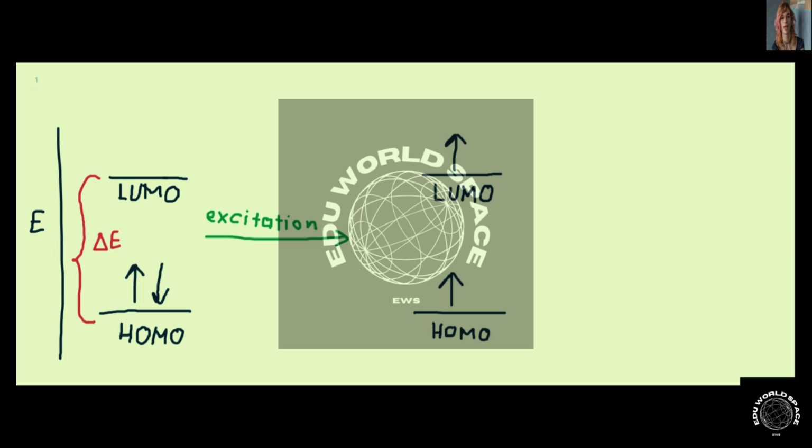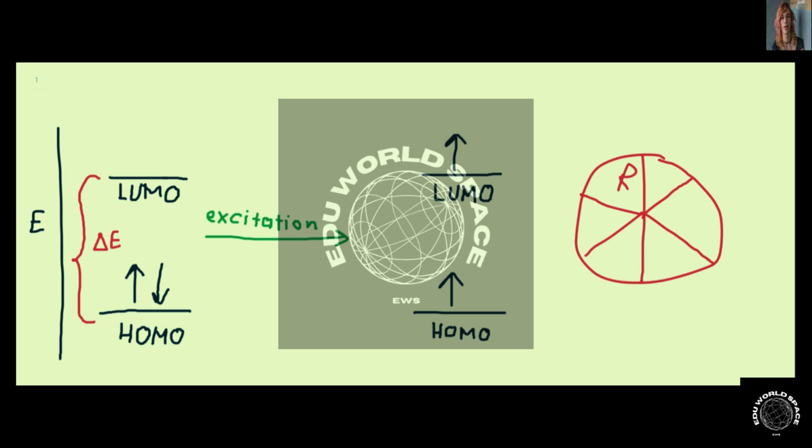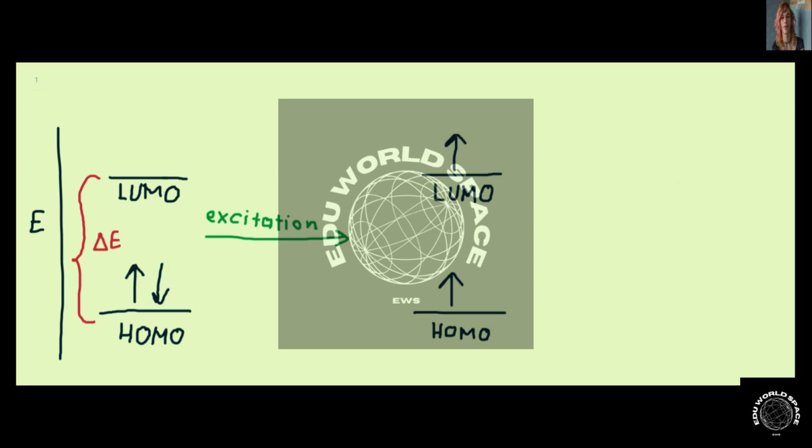So let's review what the HOMO-LUMO gap is. A HOMO is the highest occupied molecular orbital. That's the highest energy orbital that has an electron in it. The LUMO is the lowest unoccupied molecular orbital. That's the lowest molecular orbital that has no electrons in it.